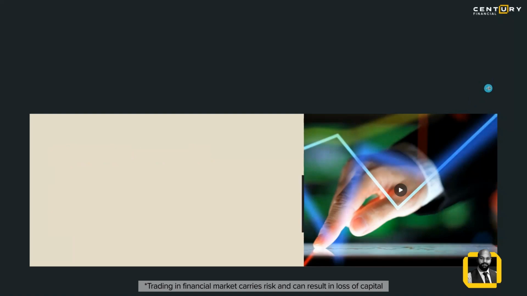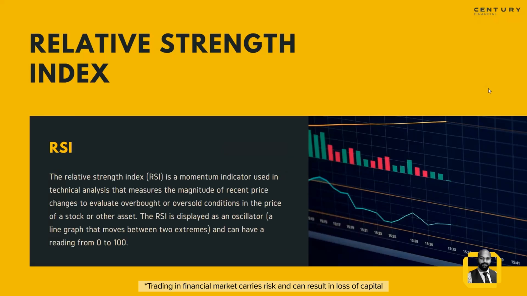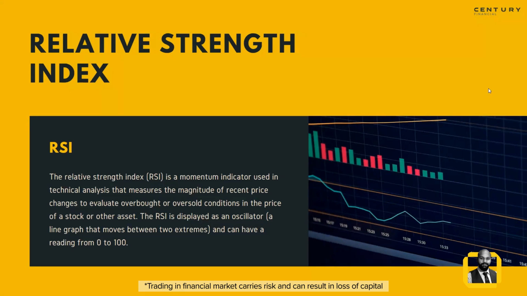Moving forward, let's get into the first indicator for the day, which is relative strength index. Now, relative strength index basically is a momentum indicator used in technical analysis. It measures the magnitude of a recent price change. So the price change can be both upside or the downside. It is just going to help us identify the magnitude or the strength of an upside move or a strength of a downside move.